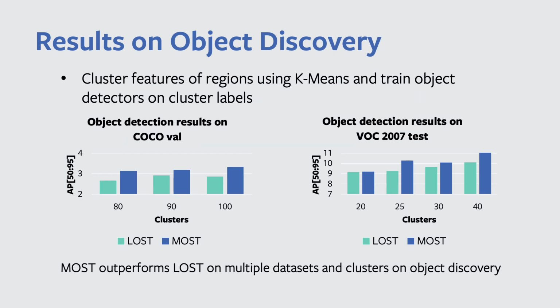Here, we show the performance of MOST on the task of class-aware object discovery. The features of the regions are clustered using k-means, and object detectors are trained using the clusters as class labels. We observe that MOST outperforms the baseline LOST across different values of the number of clusters on COCO and Pascal VOC datasets.